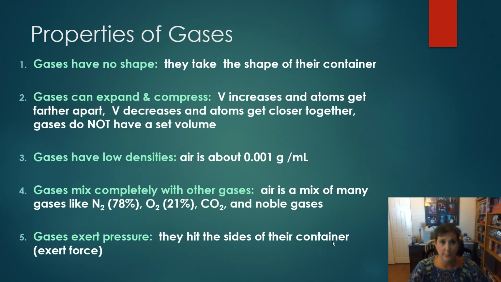They don't have their own shape. Gases have a low density. Air is about 0.001 gram per milliliter. Gases mix completely with other gases. So if you spray some room freshener in a room, it'll spread throughout the room. Remember, air is a mixture of hundreds of gases, but most of it is nitrogen, 78%, then oxygen at 21%, with the remaining 1% being CO2, CO, and all the noble gases and all the pollutants and everything else. Gases exert pressure, so they hit the sides of their container and exert a force. That's called pressure.